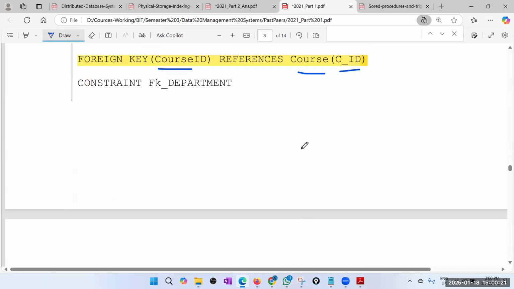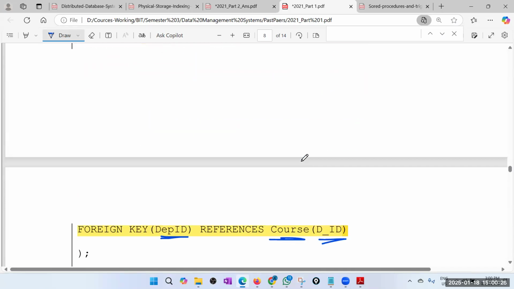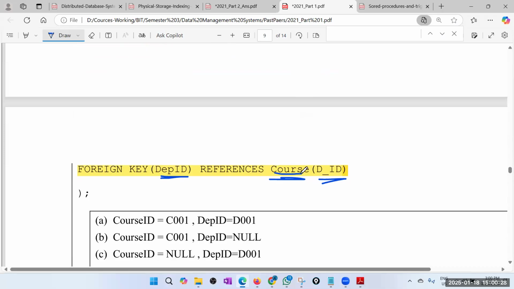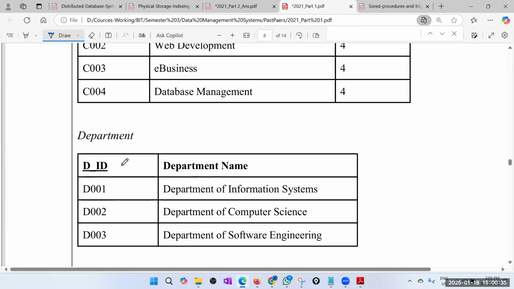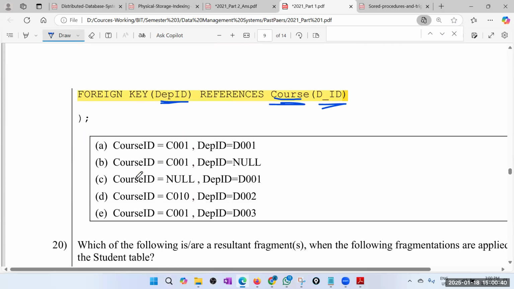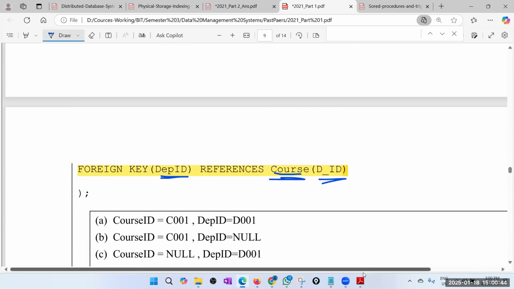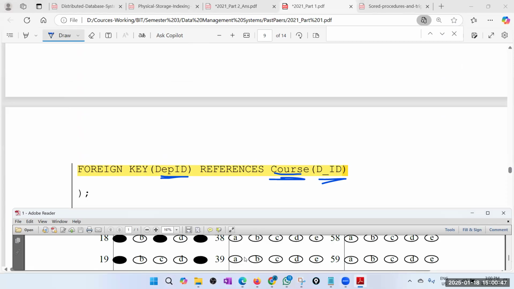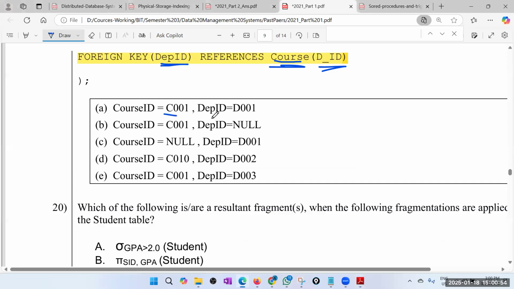Same table. Your course ID is also referring to the course table CID. Your dep ID is also referring to a course table DID, but there is no DID. DID is in the department. I don't know. Anyway, what the examiner's answer? 19. Examiner says A and E.